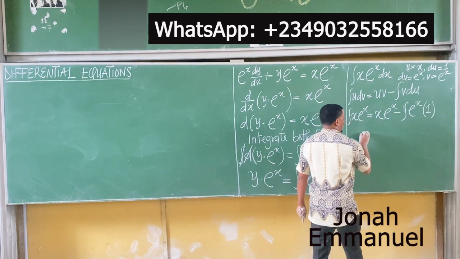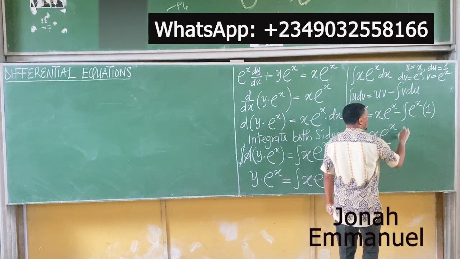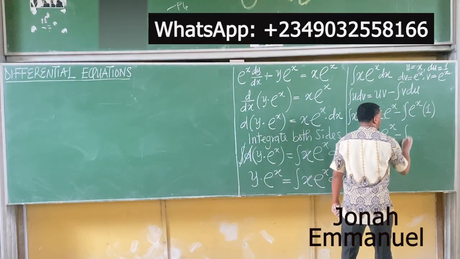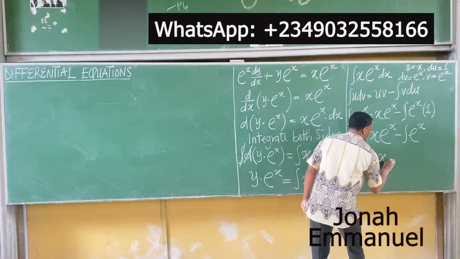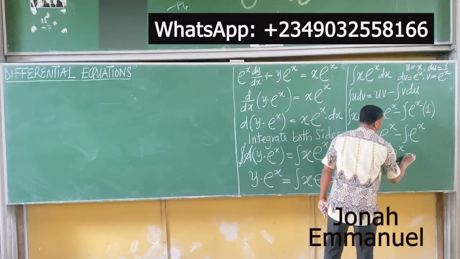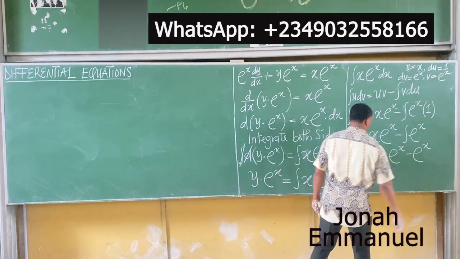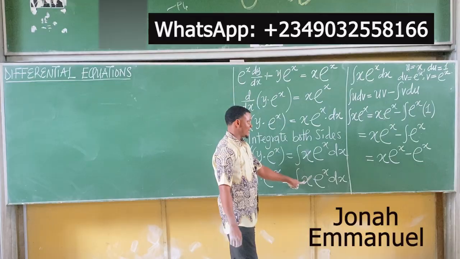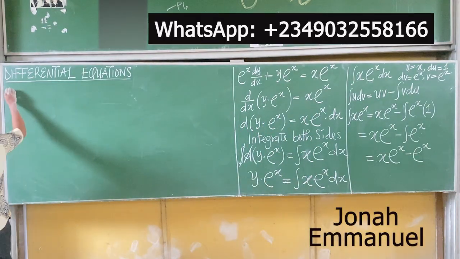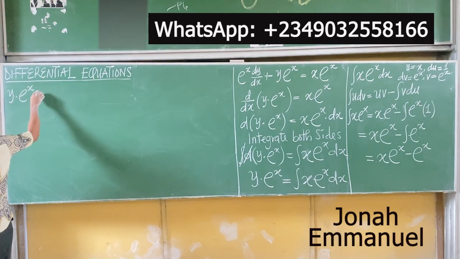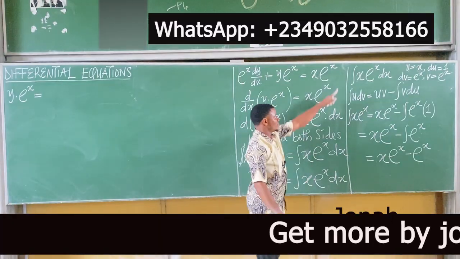Okay. So this is equal to x exponential x minus, this times 1 is itself, the integral of exponential x. From here, I have x exponential x minus the integral of exponential x, which gives you what there? Exponential x. So if I integrate this thing here, this is my answer. I've just done that. So from here, I'll have that y times exponential x is equal to this integral. We've just performed it here.